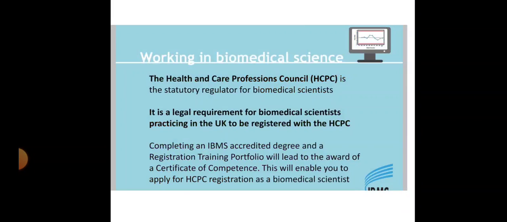The Health and Care Professions Council, that is HCPC, is the statutory regulator for biomedical scientists. It is a legal requirement for biomedical scientists practicing in the UK to be registered with the HCPC. Completing an IBMS accredited degree and a registration training portfolio will lead to the award of a certificate of competence. This will enable you to apply for HCPC registration as a biomedical scientist.